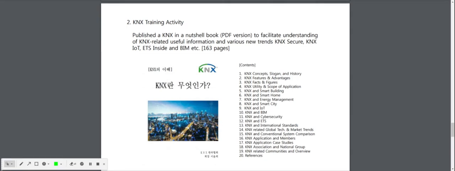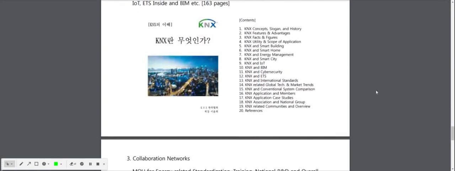It also shows global tech and market trends and conventional system comparisons to facilitate understanding of the differences. It also shows our members and many different useful case studies, as well as the national group and associations. Last but not least is the communities and overview. This is just version one, and we are scheduled to revise more contents and print it out to make a more dedicated book.